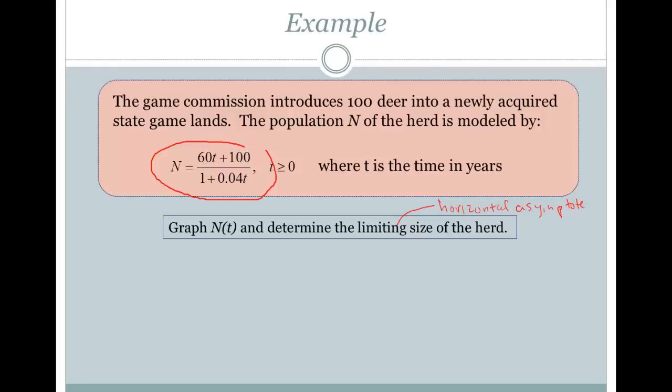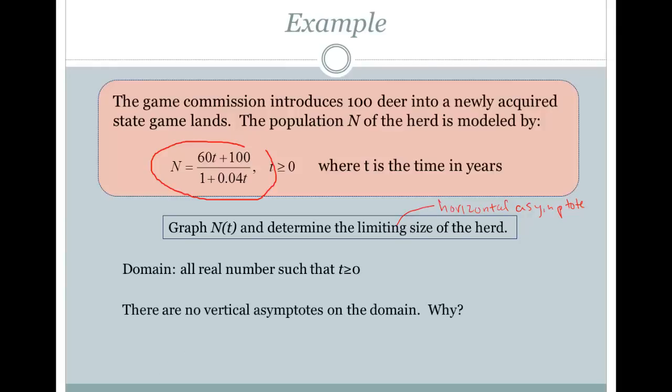So let's go through the process again. The process states, what is the domain? Here it's going to be all real numbers because t was already required to be greater than 0. If t is greater than or equal to 0, there's no way to make the denominator 0. Okay? So all we have to satisfy is t is greater than 0, which should make sense to you. There are no vertical asymptotes. Well, I don't have a situation where my denominator is going to be 0 on the domain, therefore we're not going to have any vertical asymptotes. Okay?